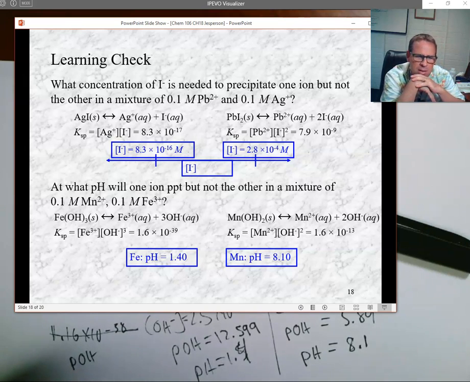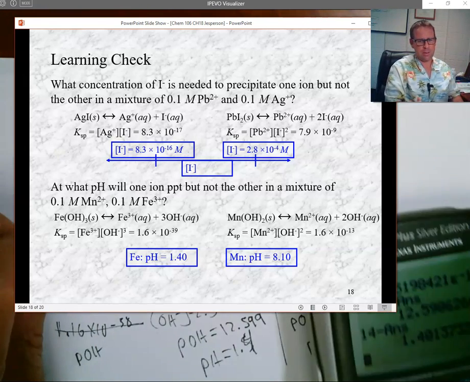Okay, so let's see here. Which has a higher concentration of hydroxide ion, the pH 8 or pH 1? The pH 1. pH 1? Isn't that acidic? Is that right?